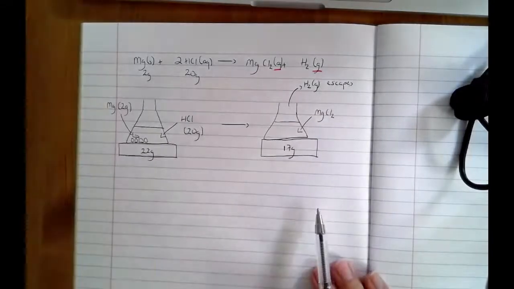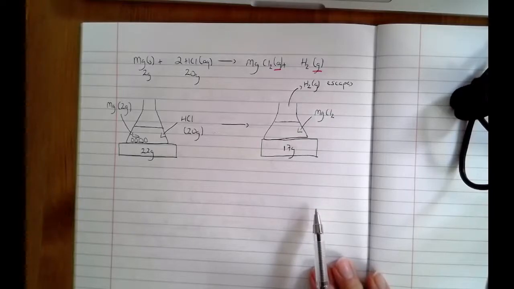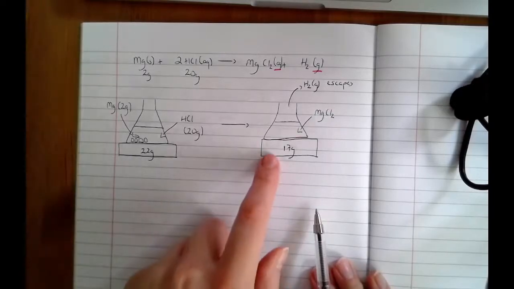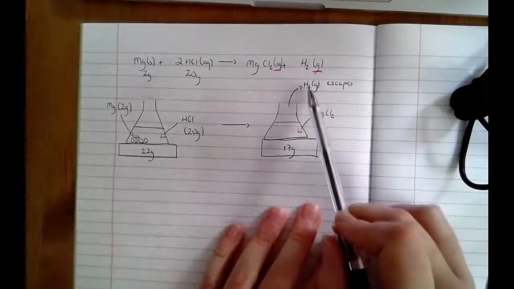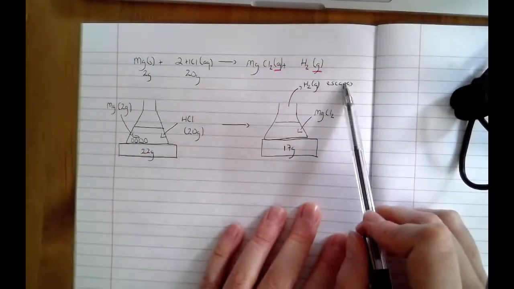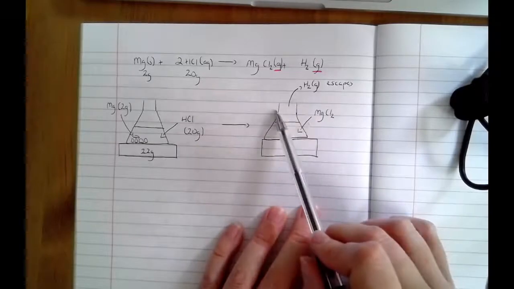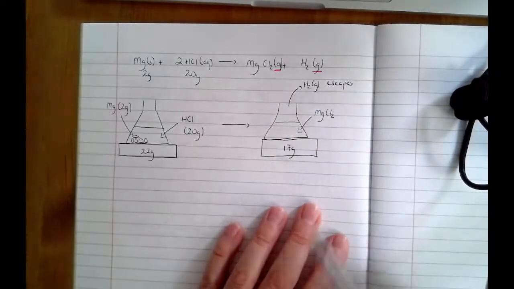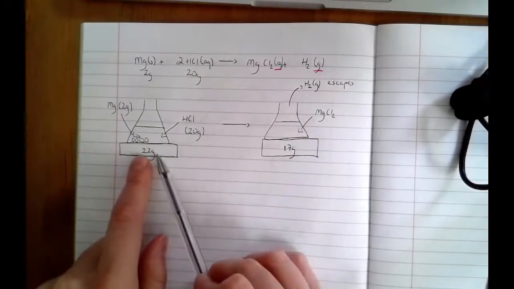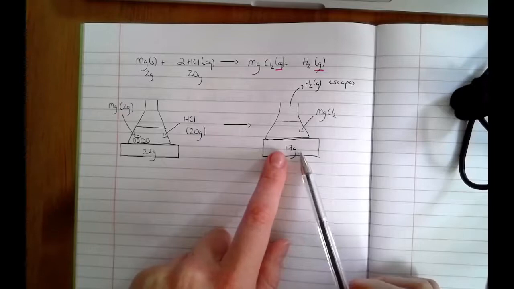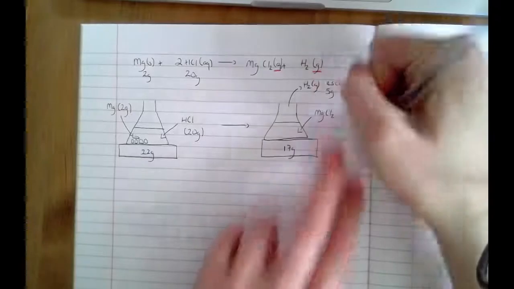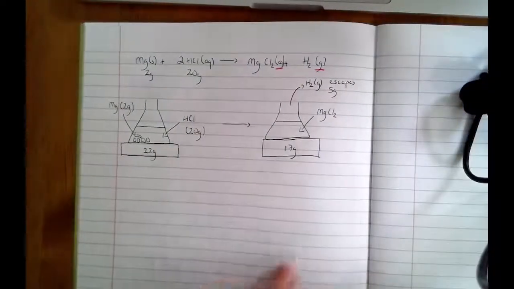So what they could ask you here is to explain why the mass of the products appears to be lower than the mass of the reactants. And you would say hydrogen is a gas, and the gas can escape from the open flask. They could then ask you to calculate how much hydrogen gas has escaped. You started with 22 grams of reactants, so you would expect to have 22 grams for your products. You've only got 17, therefore 5 grams of hydrogen must have escaped.